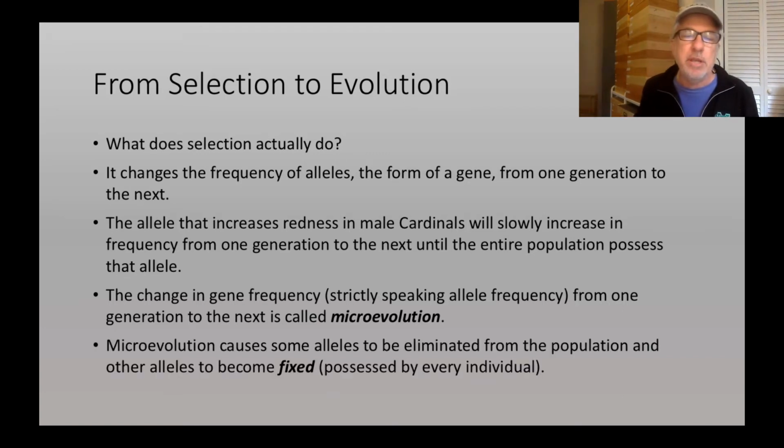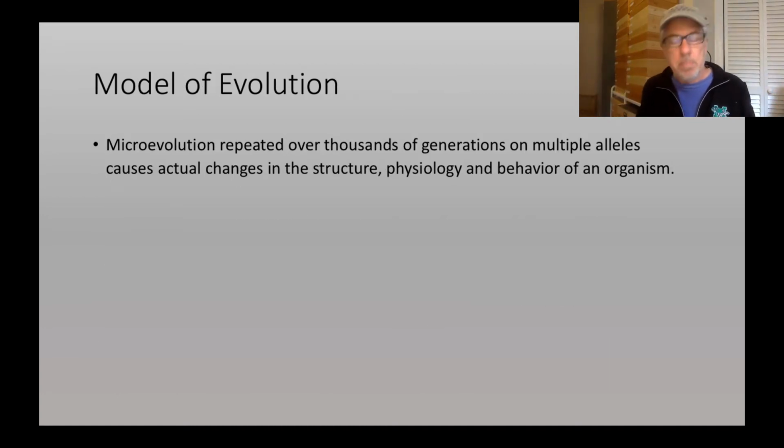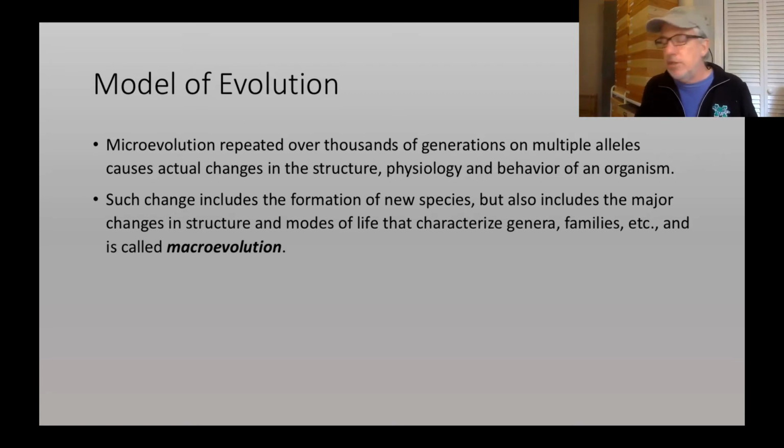Microevolution causes some alleles to be eliminated from the population and others to become fixed, which means possessed by every individual. This gives us a model of evolution. Microevolution, repeated over thousands of generations on multiple alleles, causes actual changes in the structure, the physiology, the behavior, and the ecology of an organism. Such changes include the formation of new species, but also include the major changes in structure and modes of life that characterize new genera, new families, all the other taxonomic categories. And we call that kind of evolutionary change macroevolution.